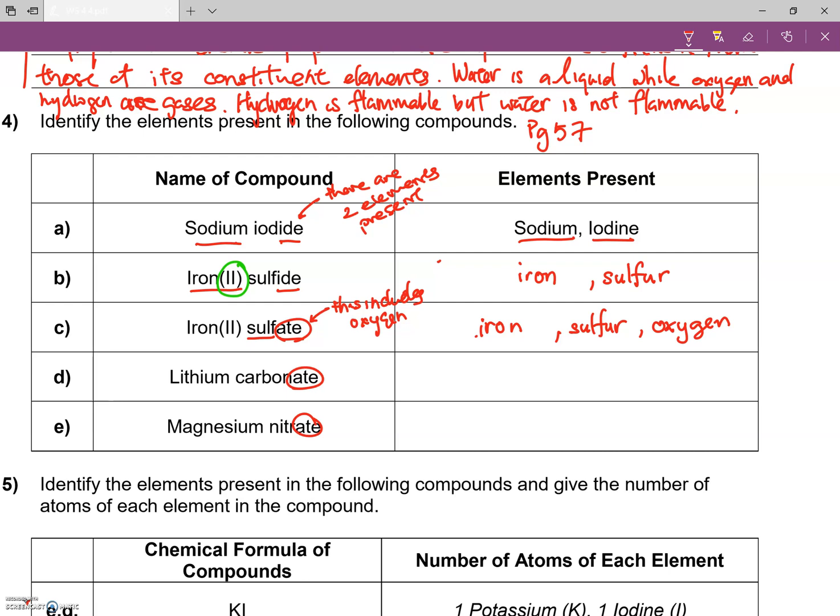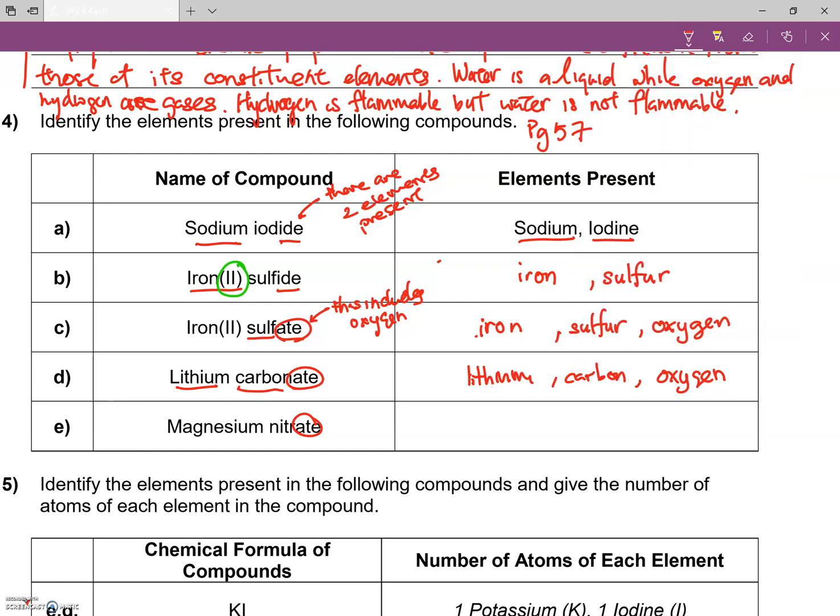Okay, let's look at the next one, lithium carbonate. So ATE once again, so we know it consists of oxygen. There's lithium, there's carbon. Okay, so lithium and carbon. Please always double check that you do see that element in the periodic table. Please don't just write some nonsensical name, okay?